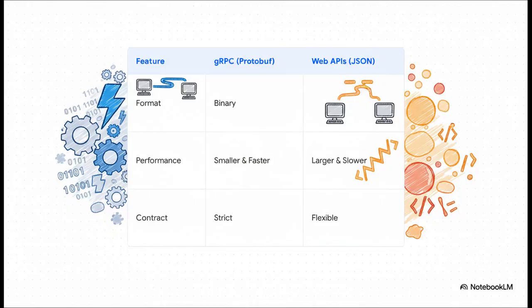So, what's its secret? Where does gRPC get all this speed? Well, it all comes down to its data format. As you can see, it uses a compact binary format called protobuf, not the text-based JSON you see in most web APIs. And because it's binary, the messages are way smaller and way faster for computers to process, which makes all the difference when performance is critical.